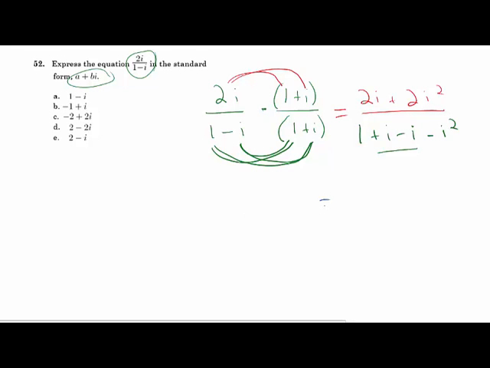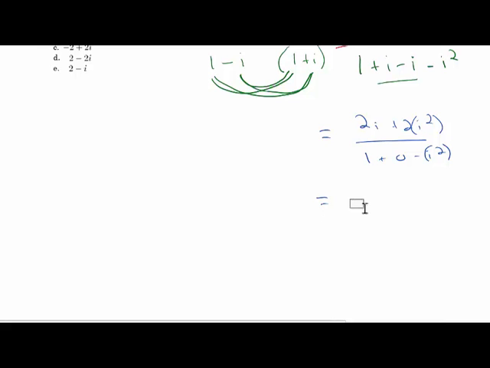So let's simplify this, and we get 2i plus 2i squared divided by 1 plus 0 minus i squared. And we know that i squared is the same thing as negative 1. So let's plug that in, and we get 2i plus 2 times negative 1, all divided by 1 minus negative 1. And then we get 2i minus 2, all divided by 1 plus 1, which equals 2.